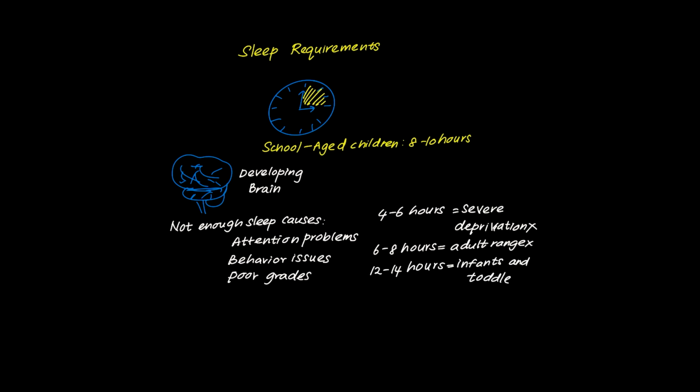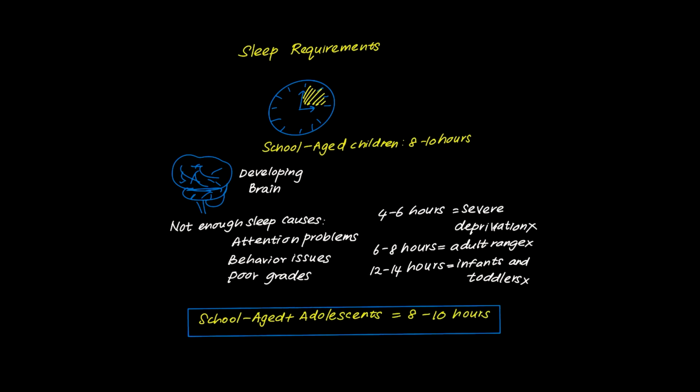Here's a WGU C458 OA exam tip for you. School-aged children and adolescents need 8 to 10 hours of sleep. Quick recall hook: school kids equals 8 to 10 hours, no less.